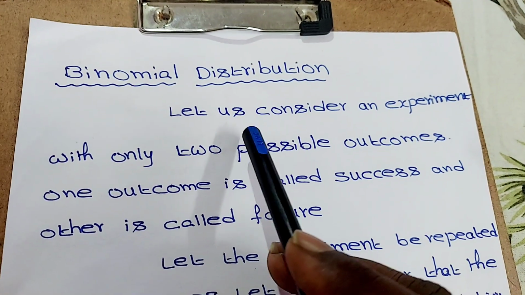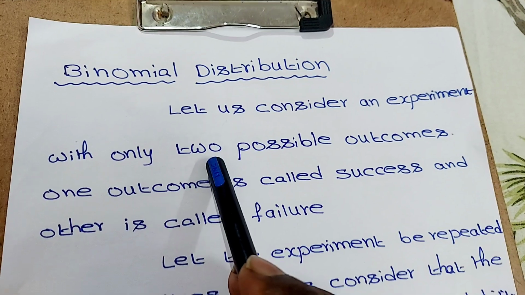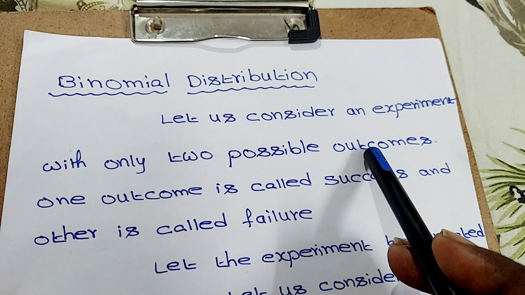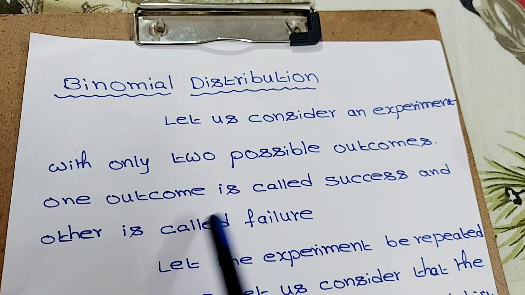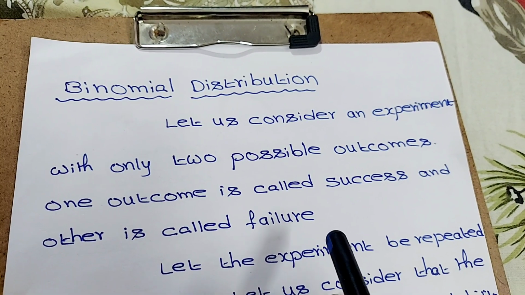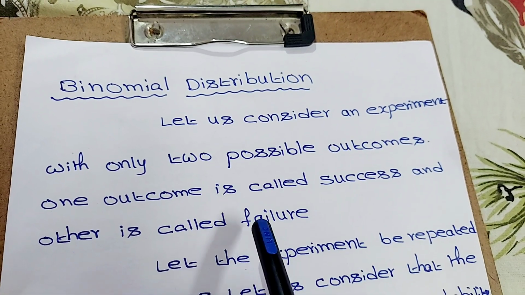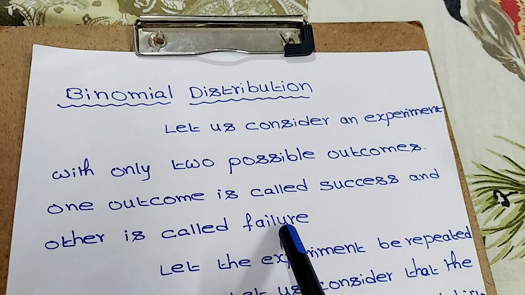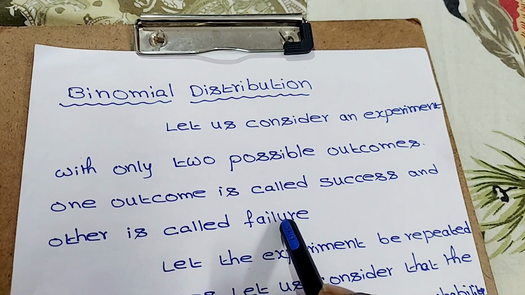Let's see the topic. Let us consider an experiment with only two possible outcomes. One outcome is called success and the other is called failure. In binomial distribution, there are only two possible outcomes. One is called success and the other is called failure. Success is denoted as P and failure is denoted as Q.